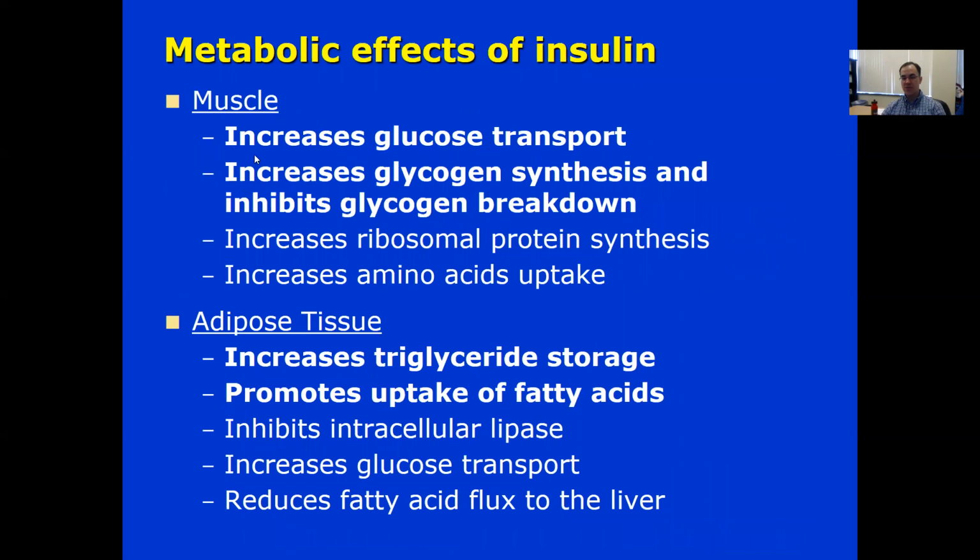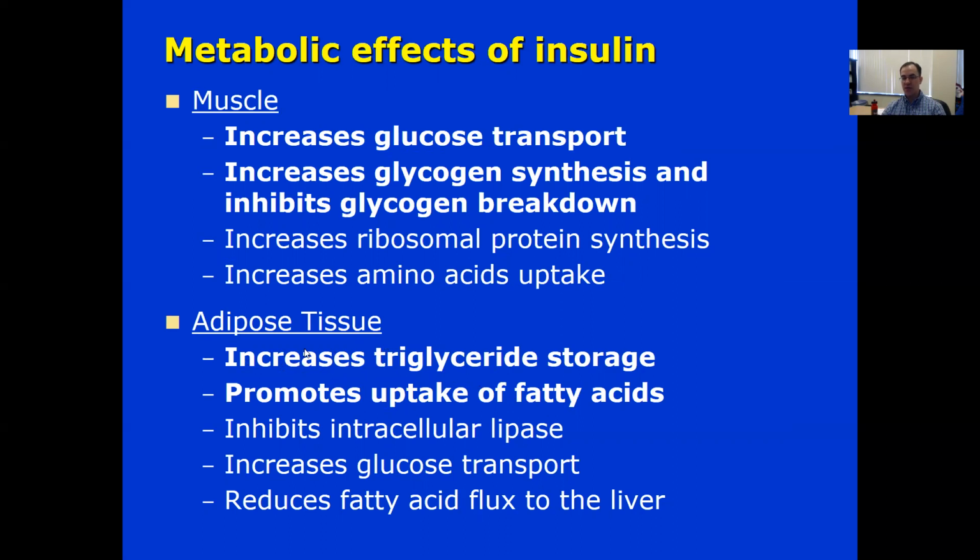In the skeletal muscle, insulin increases glucose transport, in other words, getting glucose into the cell, and it increases glycogen synthesis. So basically, it increases glucose storage in the skeletal muscle. In adipose tissue, it increases triglyceride storage and also promotes uptake of fatty acids.